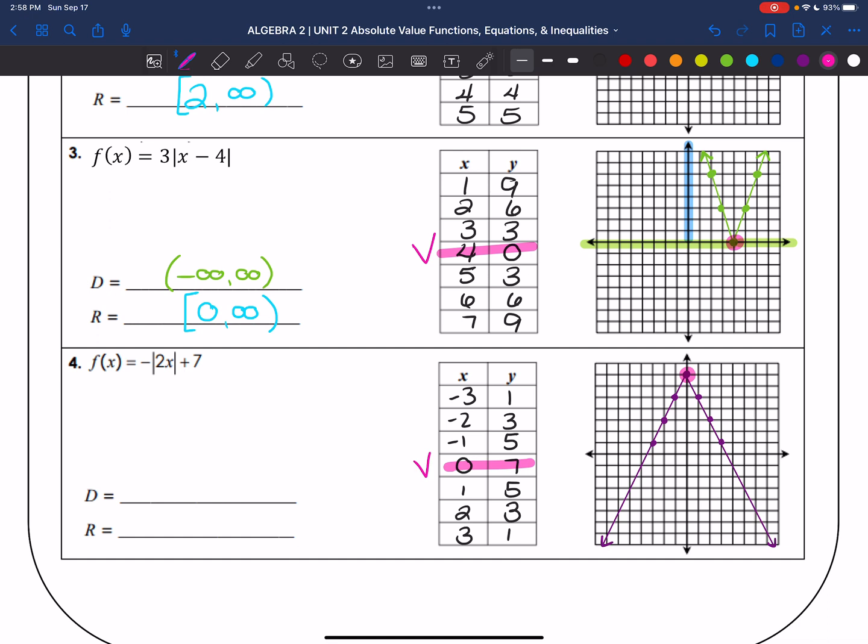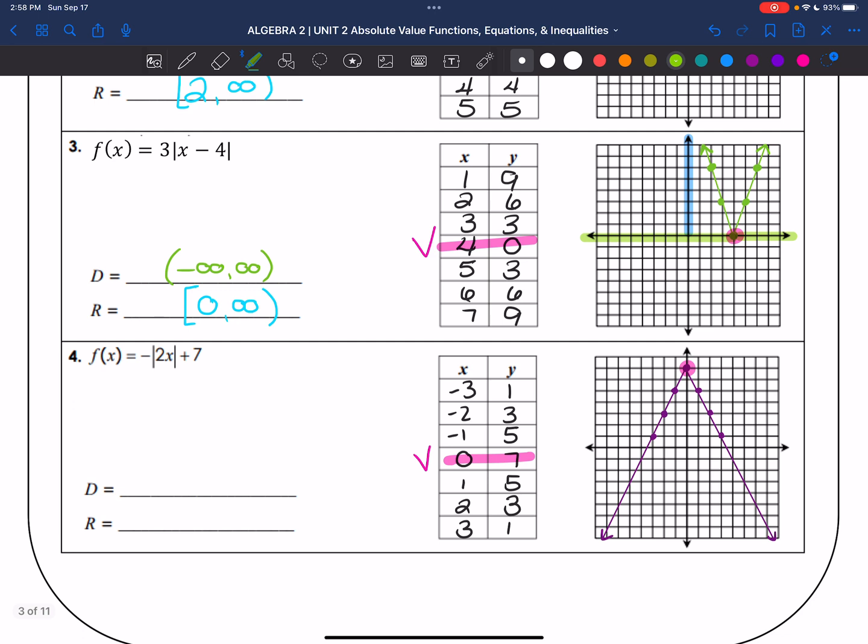Now let's talk about our domain. Y'all, what is the domain for this function? Well, I notice here it starts at 0 and goes to the right and to the left forever. So this is all real numbers, negative infinity to infinity.